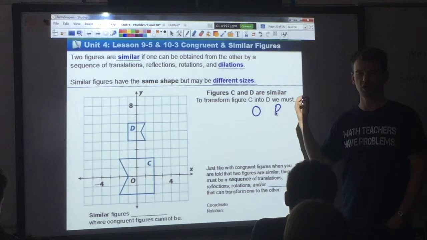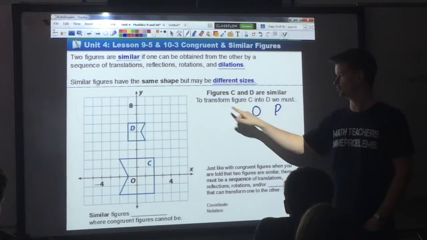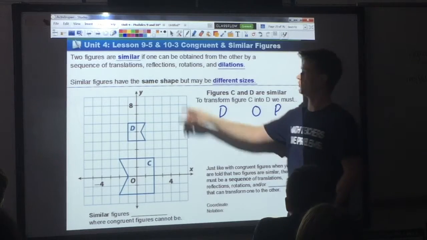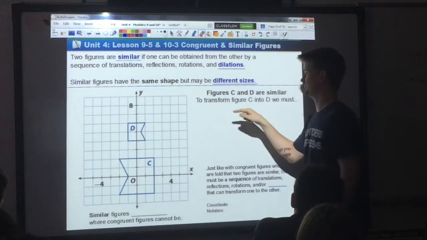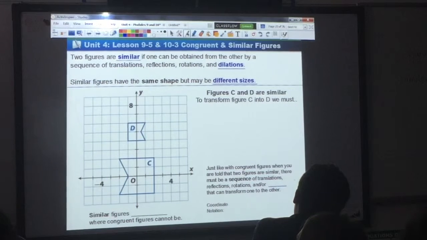Usually, the first thing that you want to do, what will make your life easier, is remember, we still go in alphabetical order. When we were doing congruent figures, we dealt with the O, orientation, then the P, the position. But what should we deal with here? What's D stand for? Dilate the figure. We should fix the dilation, then the orientation, then the position. So we want to check to see if there's a dilation that needs to be done first. Obviously, we're dealing with similar figures. We'll take care of that dilation because there's going to be one.